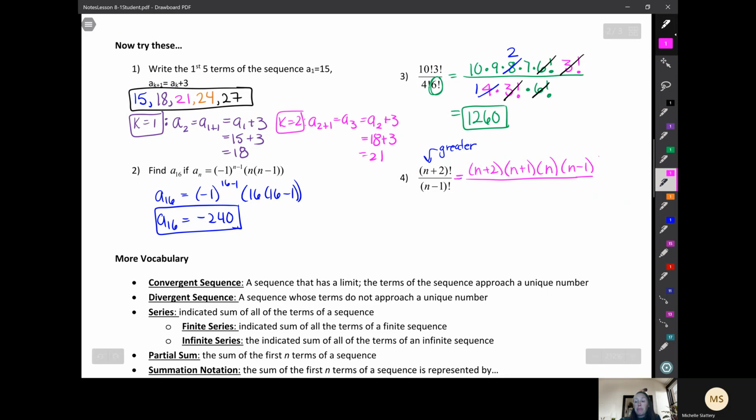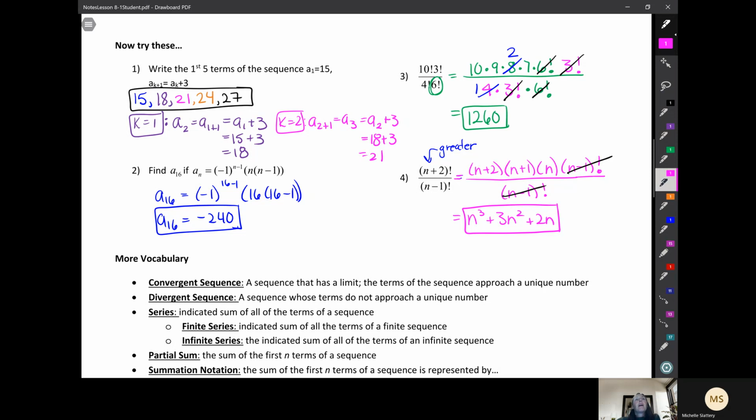And I would keep going, but I'm going to put factorial on the end of that because my denominator has the n minus 1 factorial. So that means I can cancel my n minus 1 factorials. And then I have n plus 2 times the quantity of n plus 1 times n. And if I multiply and expand that out, I end up with n cubed plus 3n squared plus 2n. And there's my answer for number 4.